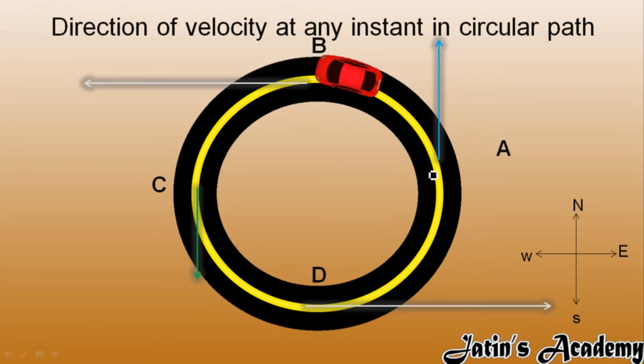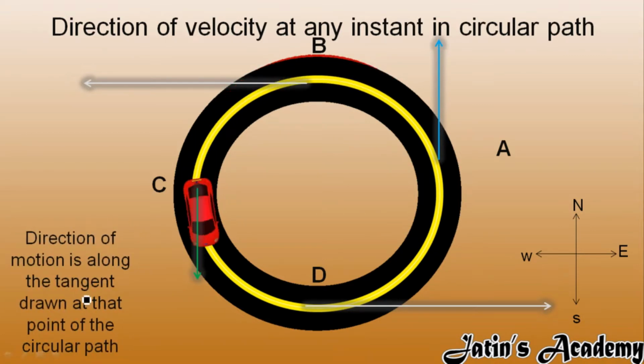So what is the meaning of this? It means that in order to get the direction of velocity at any instant, we have to draw the tangent at that point. For example, if we want to check the velocity at this point, let's draw the tangent at this point, and you will get the velocity at that instant. So for circular motion, to get the direction, you have to draw the tangent. The direction of motion is along the tangent drawn at that point of the circular path. Note one thing: at each and every point the direction is changing, even though in a uniform circular motion the magnitude is constant.